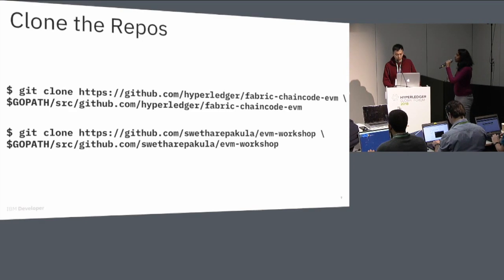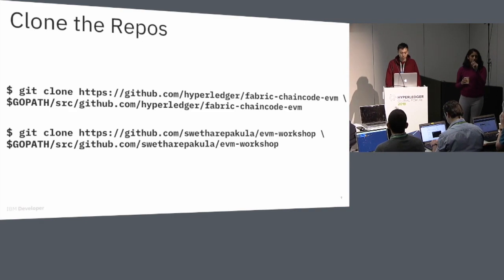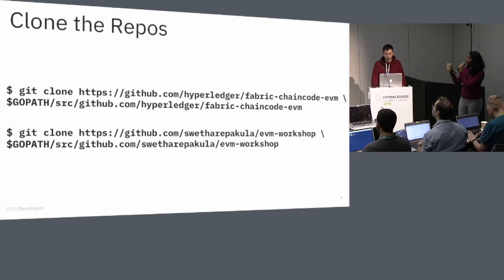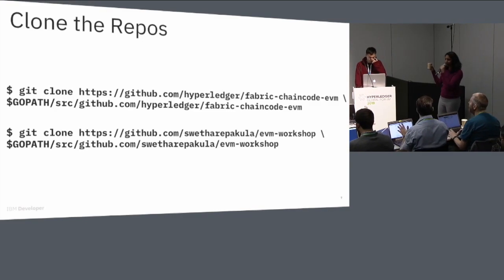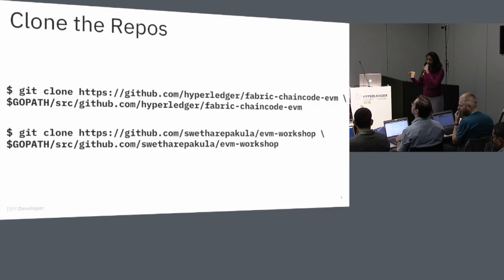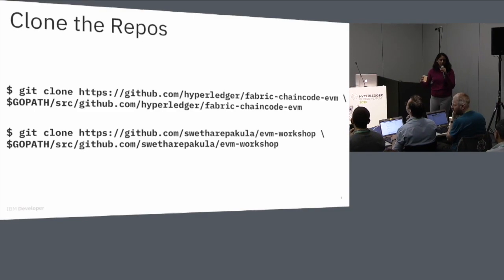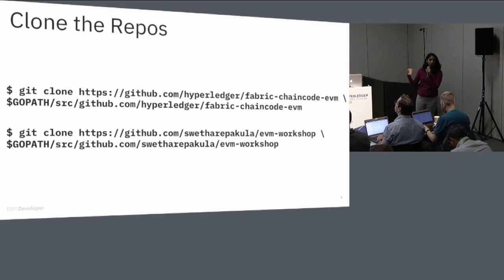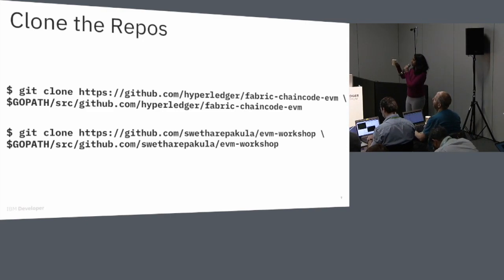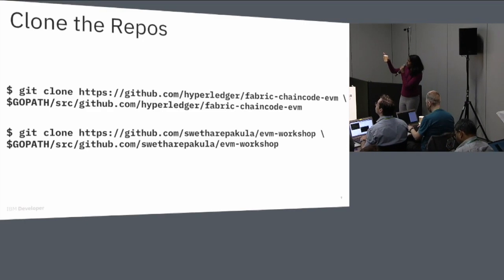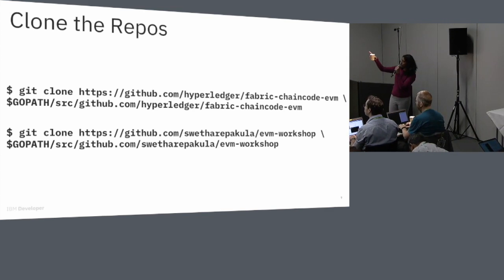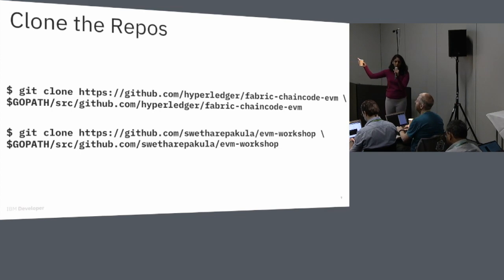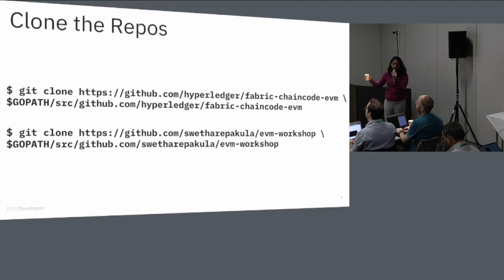The next thing we need to do: there are two main repos we're going to be playing with. The first one is the Fabric chaincode EVM repository. This is the repository that keeps all the work that we are talking about and that you are going to play with. It has the EVM chaincode and the Fabric. You have to make sure that it goes into your Go path the way we have. The second one is just a workshop repo that we've created for this.